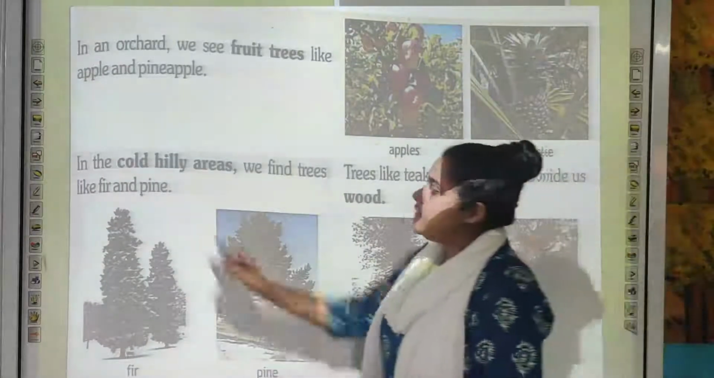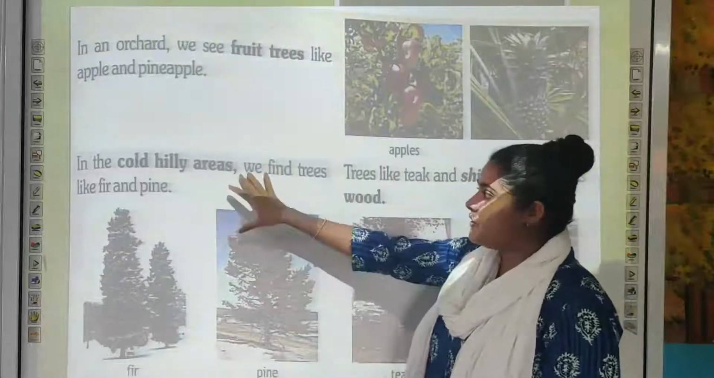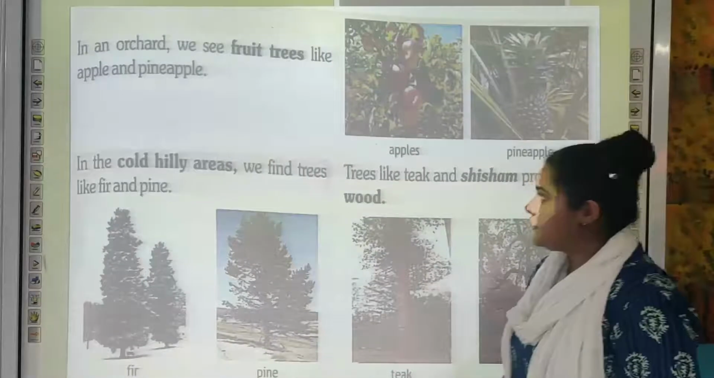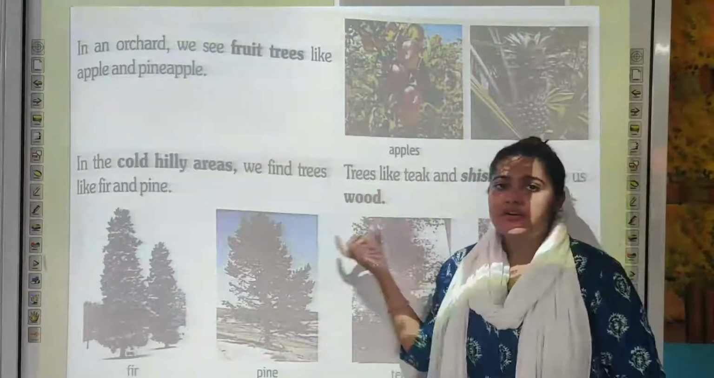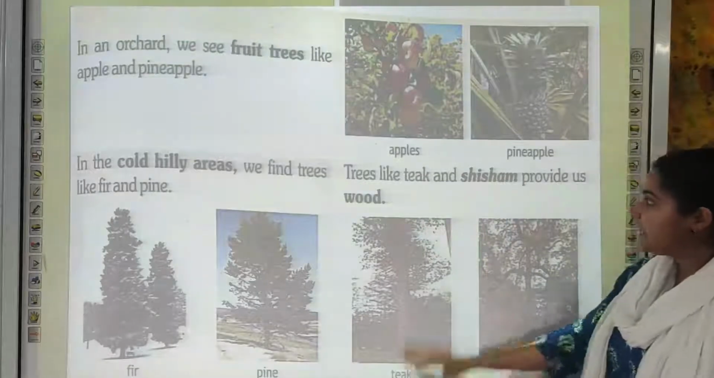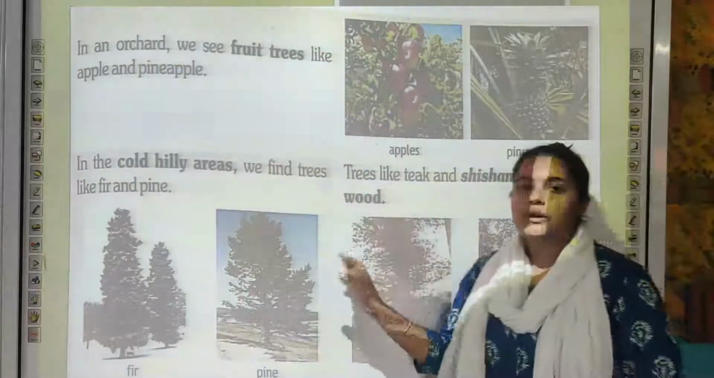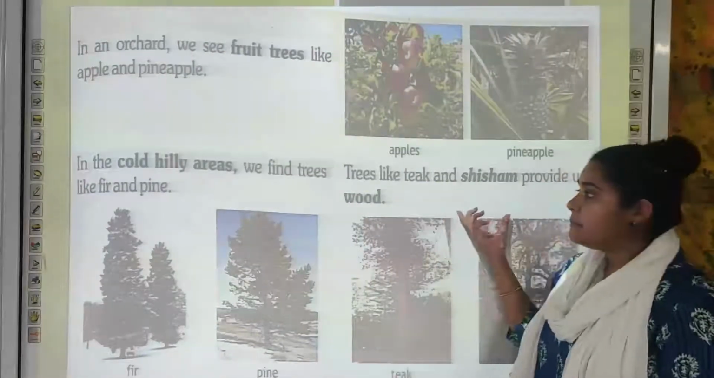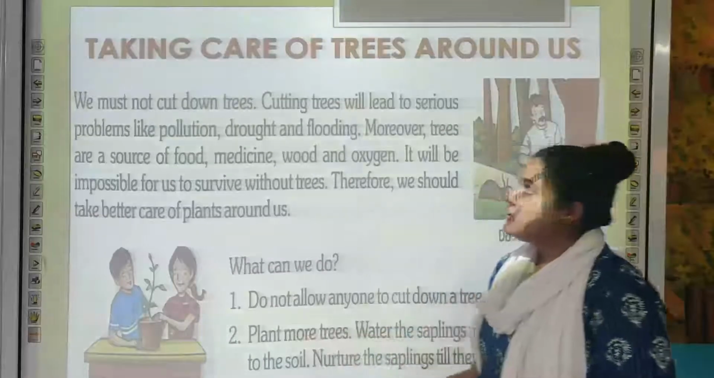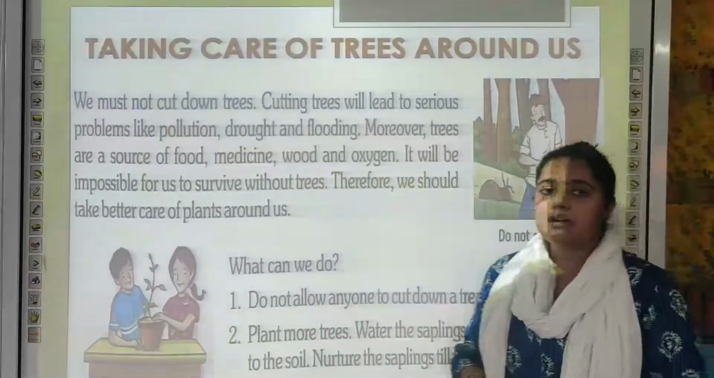The next one is the trees which are found in cold hilly areas. The common trees found in cold hilly areas are your fir and pine tree. The next is the trees which provide us wood. Examples of that are teak and sisal. These two types of trees provide us wood, and that wood is used for making different furniture.